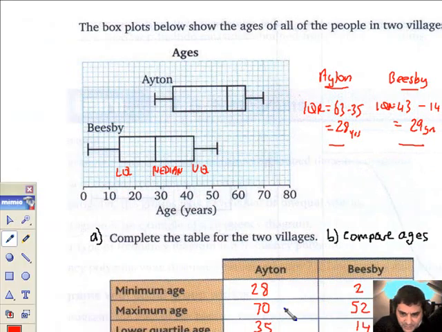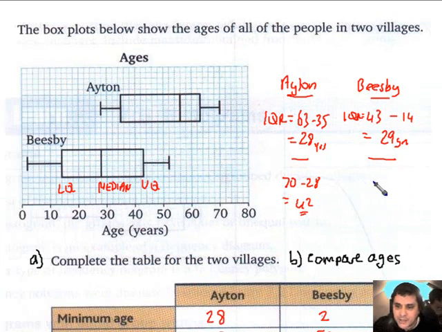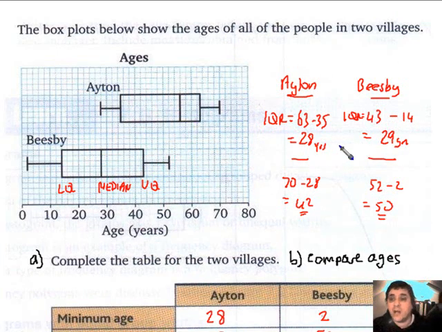What about the overall spread? So we've got here 70 take away 28, a range of 42, an absolute range, and for Beesby we've got 52 take away 2, which is 50. So on the basis of the range alone, we have a wider age range in Beesby compared to Ayton, and in terms of the interquartile range there's very little difference in the spread of ages for the middle half of the sample taken from each village, and that's the comparison of the ages.